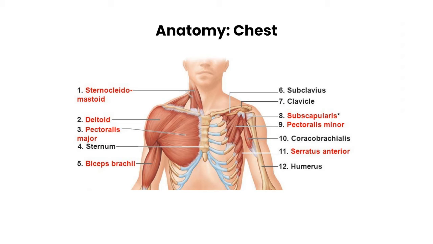Chest anatomy involves the rib cage and diaphragm, as well as the upper arm and shoulder complex.